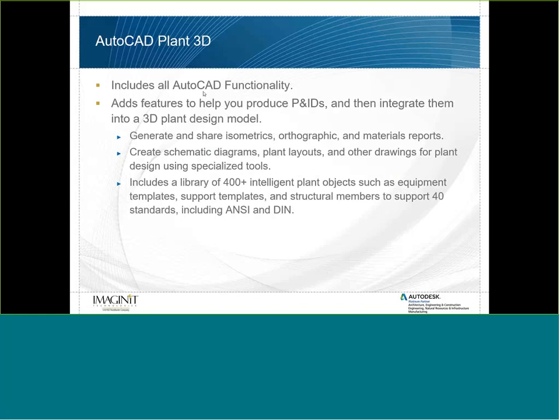And so that means that you can generate and share isometric, orthographic, and material reports. You can create schematic diagrams, plant layouts, and other drawings for plant design using specialized tools. So if you're doing any kind of plant or processing plant, there's a little over 400 intelligent plant objects already included, and a lot of these can be modified to suit whatever you need. But just to let you know that information allows you to do plant design much more efficiently than using standard AutoCAD.